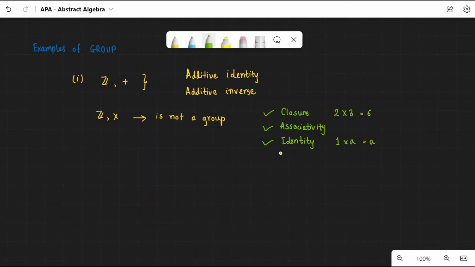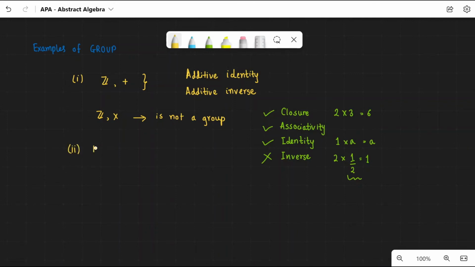But wait, the final property, that was the existence of inverse, is not satisfied, because if we take 2, then to get an identity element, we have to multiply this element with its multiplicative inverse, which will be 1 over 2. But this is not an integer, it does not belong to this set Z. So the property existence of an inverse is not satisfied, and hence we say that integers do not form a group under multiplication. But there's a good example, and that is real numbers.